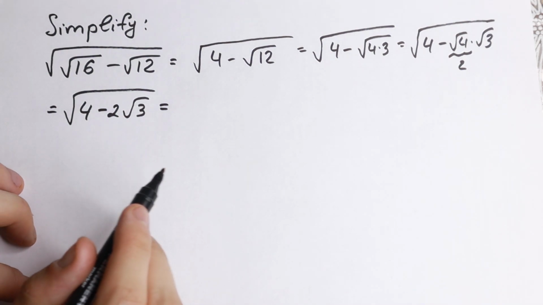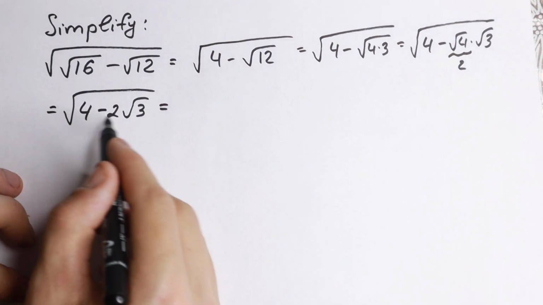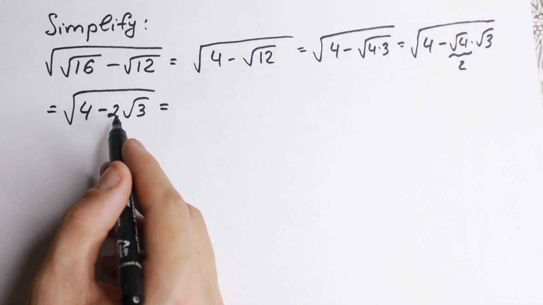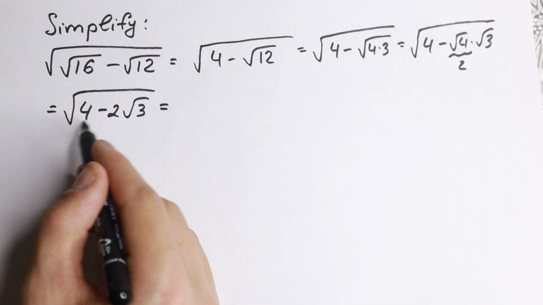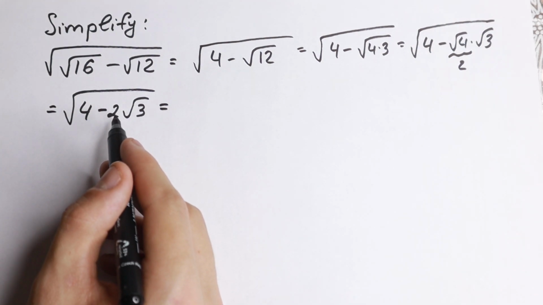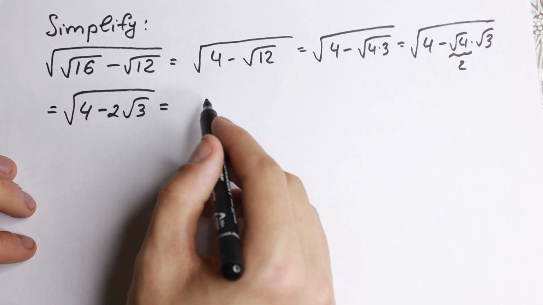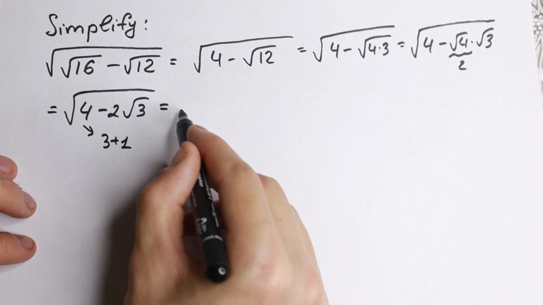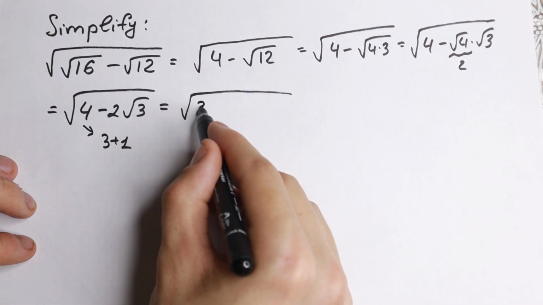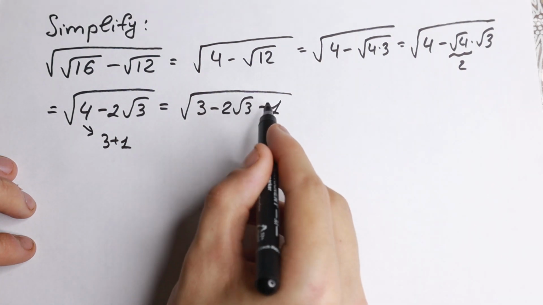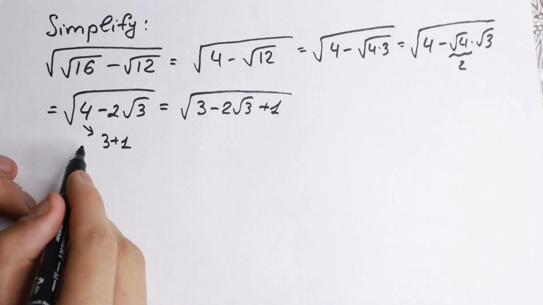What we're going to do next? A lot of students write this answer and they say that my question is completely solved, and they say that okay, this is our answer. But a lot of students don't do this trick right here, and we can write this 4 as 3 plus 1. Take a look closely. We can write this 4 as 3 plus 1, and we will have as a result 3 minus 2 square root of 3 and plus 1. So I just change nothing, I just write this 4 as 3 plus 1.